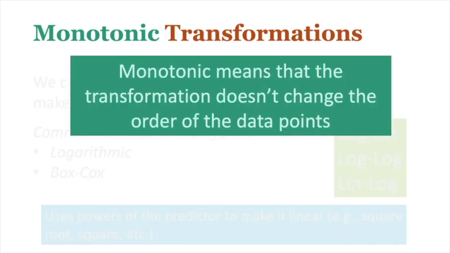Now note, monotonic just means that the transformation doesn't change the order of the data points. It changes how closely spaced they are to each other, but it does not change the order. So if I am below you on some measure, using a monotonic transformation means I'm still below you, but it changes the distance between us. It changes how far below you I am.